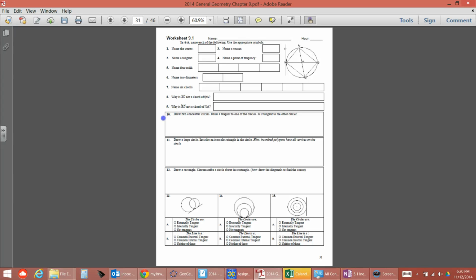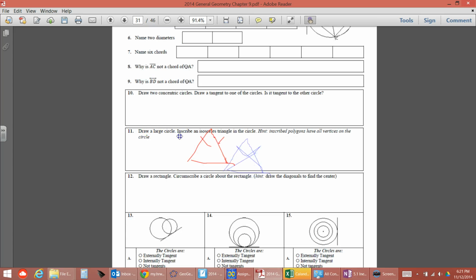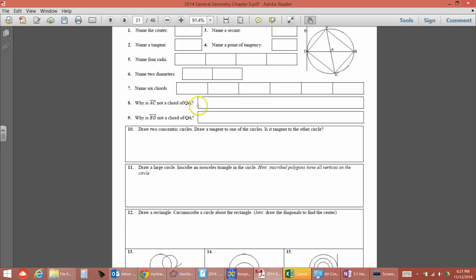Draw a large circle. Inscribe an isosceles triangle. Oh, see, it's so hard to do that. I can't do it. We could do this though. Isosceles triangle. These are the same size. And I could draw a circle around it. Well, apparently I keep moving it. That's all I want you to do. Just draw it. I wish I could do it on my other device, but that's okay.